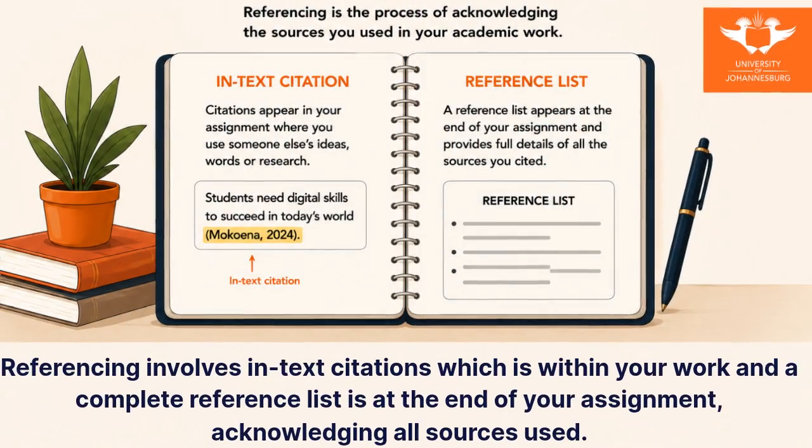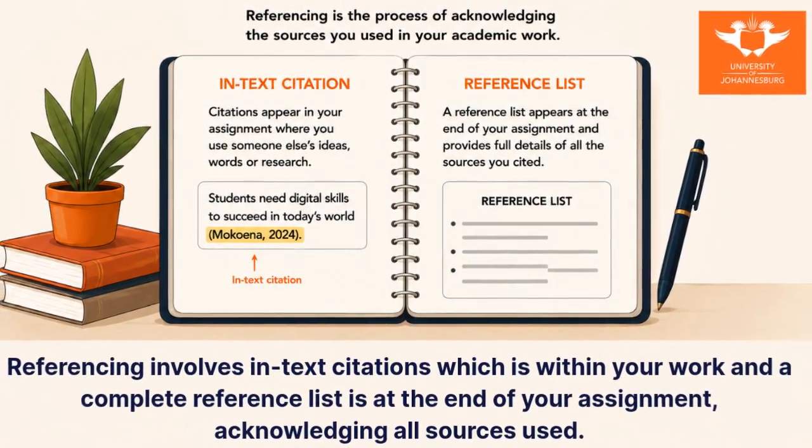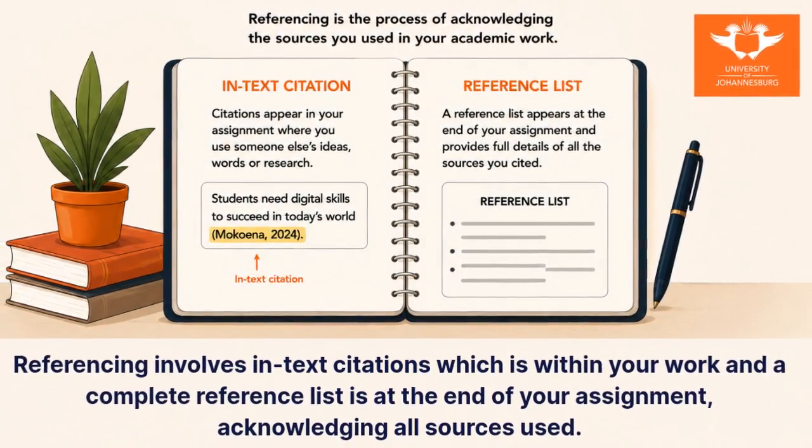Referencing involves in-text citations, which become part of your academic work, and should be included when you refer to another author's work. In your work, you must cite your source by providing the last name of the author and the year of publication. In-text citations should be presented in a consistent style throughout a document. A list of references is at the end of your academic work, where you should provide a full description of the sources that you used in your academic work.